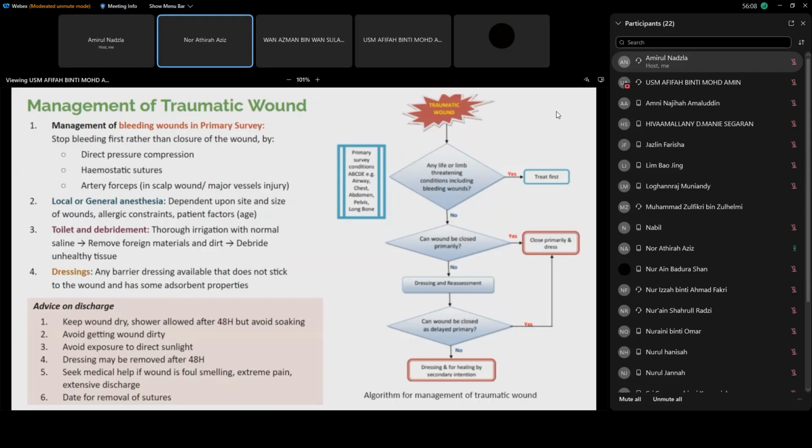Okay. And for advice on discharge, we can advise patient to keep the wound dry, and shower is only allowed after 48 hours, but to avoid soaking the wound. Advise patient to avoid getting the wound dirty, to avoid exposure to direct sunlight, to seek medical treatment if the wound is having full swelling, when there is extreme pain or extensive discharge, and to give date for removal of sutures. Okay, next.